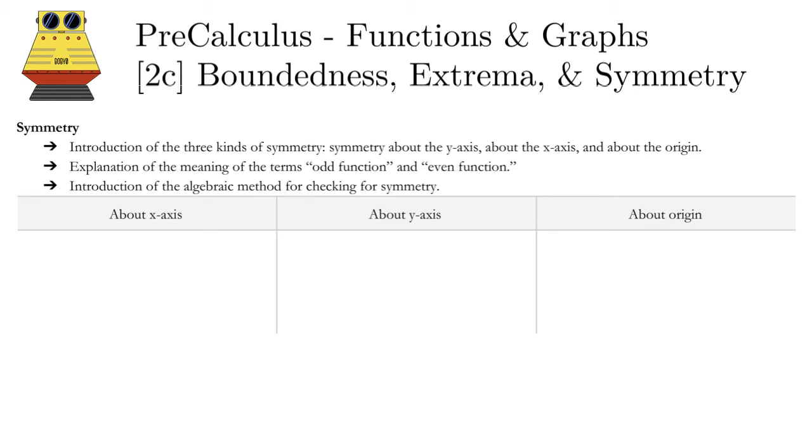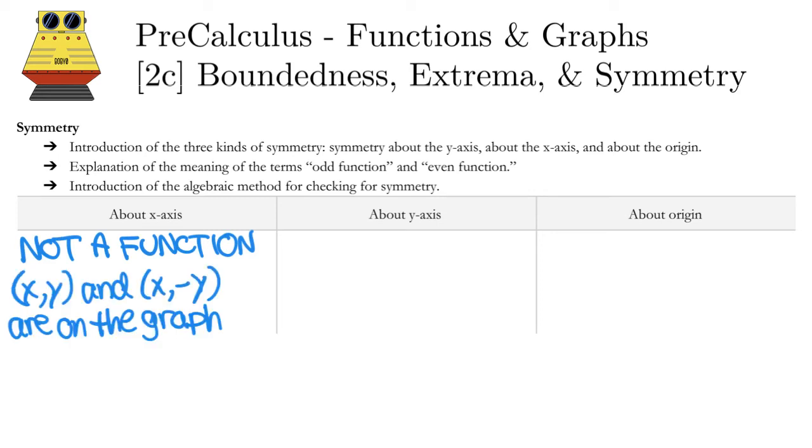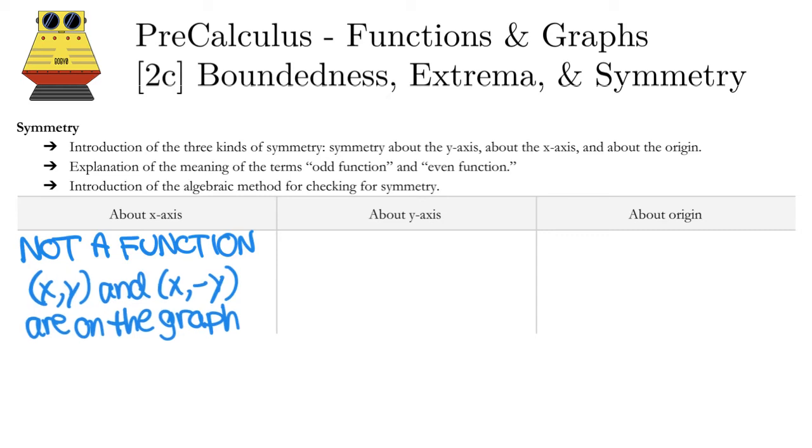The last thing to talk about is symmetry of a function. There are 3 types of symmetry. Symmetry about the x-axis, symmetry about the y-axis, and symmetry about the origin. Symmetry about the x-axis is not really a thing we talk about too much because when there is symmetry about an x-axis for a curve, it's not a function. It means that if x comma y is on the graph, then x comma -y is also on the graph, which means it fails the vertical line test.